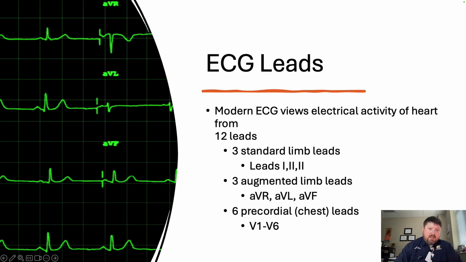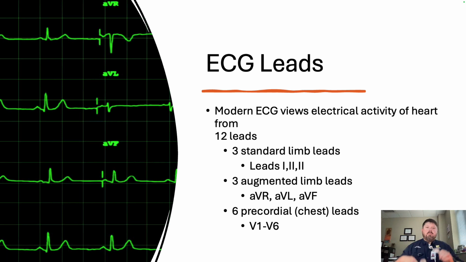Your modern ECG views electrical activity of the heart from 12 different leads, but in order to get all 12 leads, you have to actually add your extra 6 precordial leads. Your standard limb leads and your augmented limb leads can be viewed by simply putting on your white, your black, your red, and your green on most of your monitors. So your white is your right arm lead, your black is your left arm lead, your red is your left leg lead, and your green is your right leg lead.